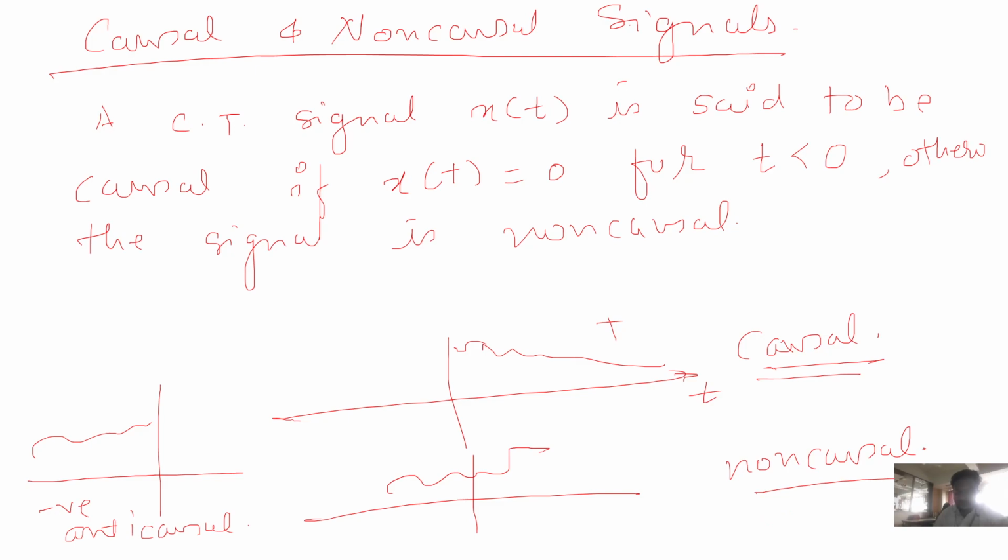Okay. Similarly, it will be for DT. Let me make the modification over here only. For DT, it is going to be x of n, right? A DT signal x of n is said to be causal if x of n is equal to 0 for n less than 0. Otherwise, the signal is non-causal.